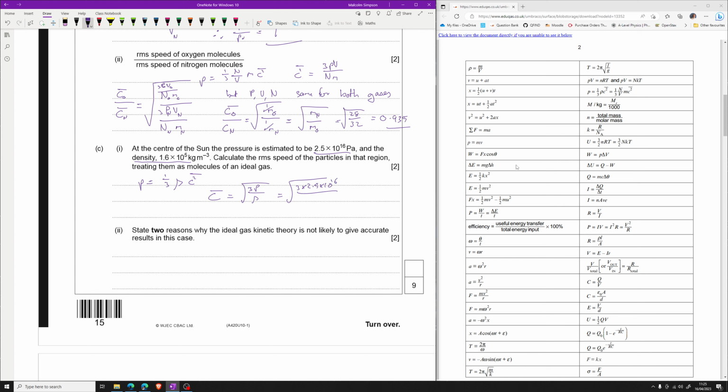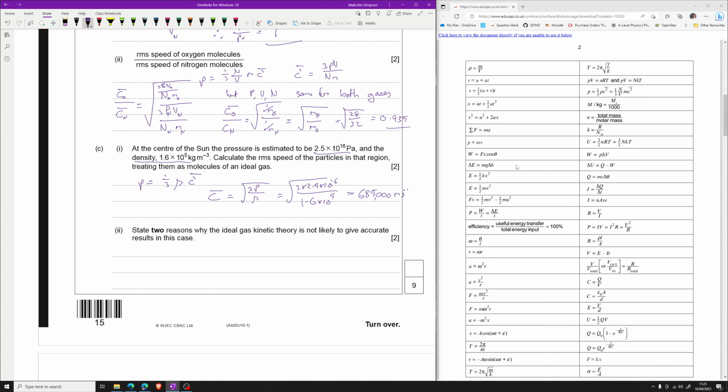Sorry about my sloppy handwriting here. 1.6. I think my pen's got narrower or something, looks a bit scratchy. I must have selected a different pen. And into the calculator, and 684653, so 685,000 meters per second. Pretty rapid, but we are talking about the center of the sun here.